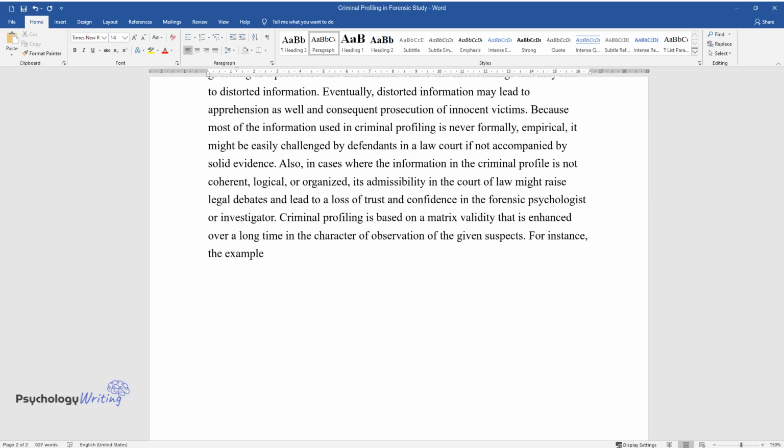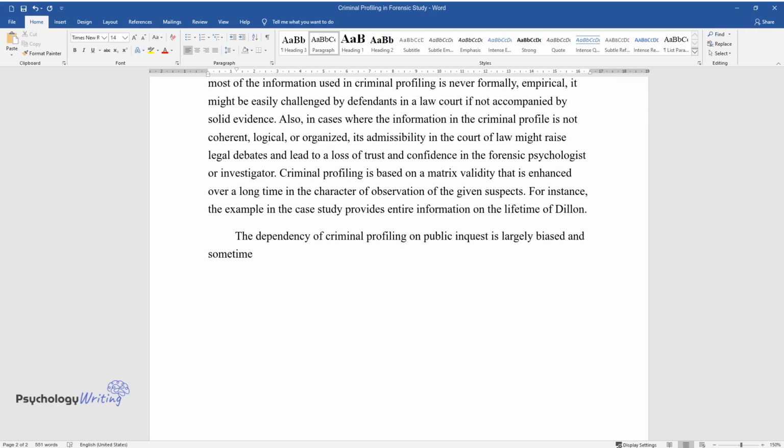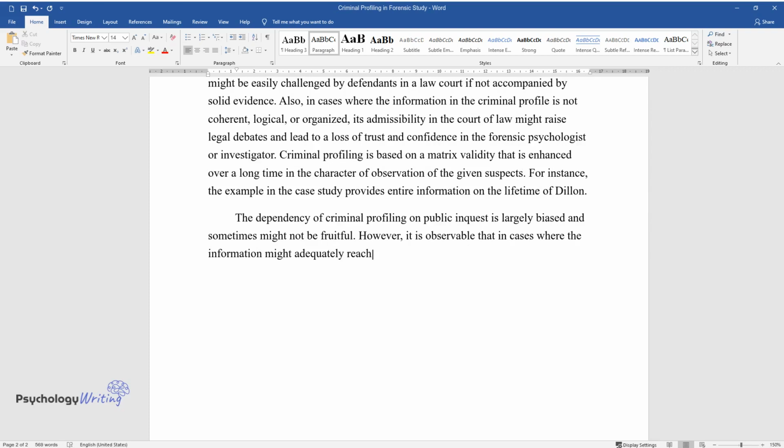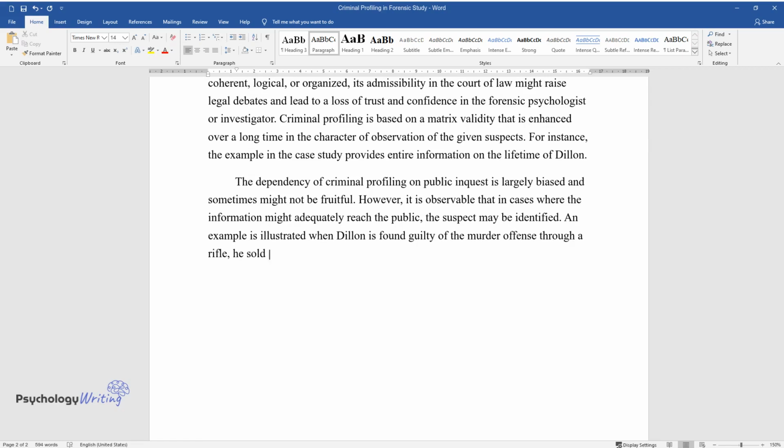For instance, the example in the case study provides entire information on the lifetime of Dylan. The dependency of criminal profiling on public inquest is largely biased and sometimes might not be fruitful. However, it is observable that in cases where the information might adequately reach the public, the suspect may be identified. An example is illustrated when Dylan is found guilty of the murder offense through a rifle he sold to another person far from his resident area.